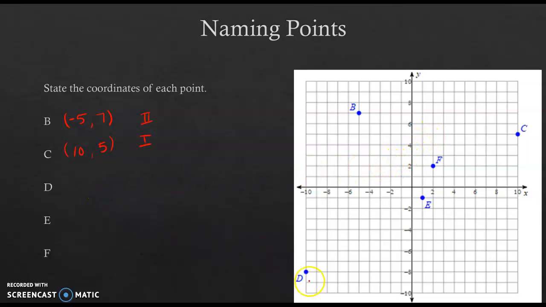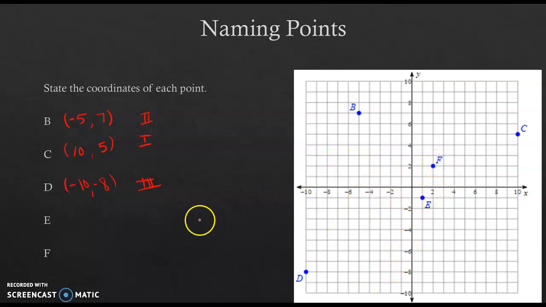Point D, that's down here in the third quadrant. Because it's the third quadrant, that means we have a negative, right? We're going left and down. So we're going left 10 and we're going down 8. So -10, comma -8 is our coordinate for point D. And again, that's in that third quadrant.